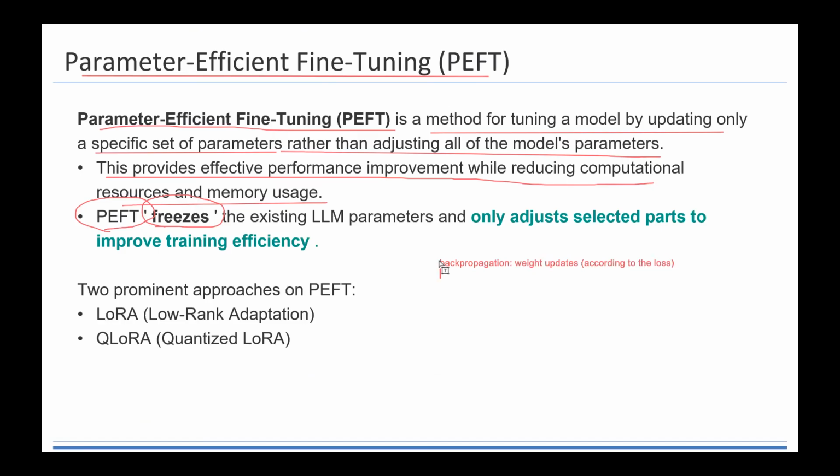But when you freeze this one, it means only selected parts of the weight will be adjusted. So not all the weights will be updated, but only some selected parts. Using approaches like LoRA, low rank adaptation, and QLoRA, quantized LoRA, we can do this parameter efficient fine-tuning.